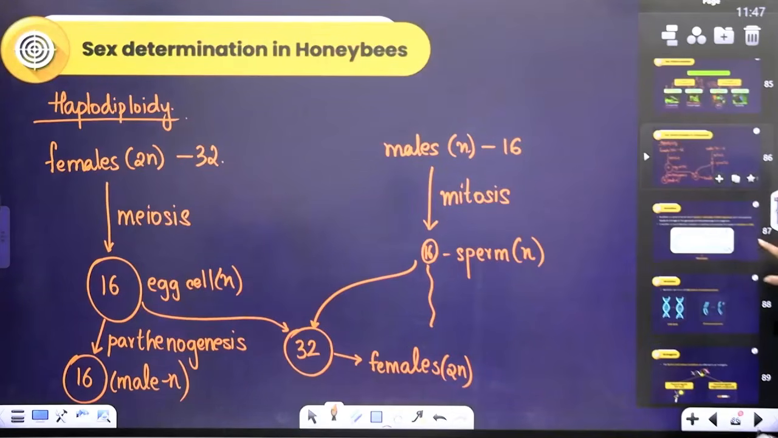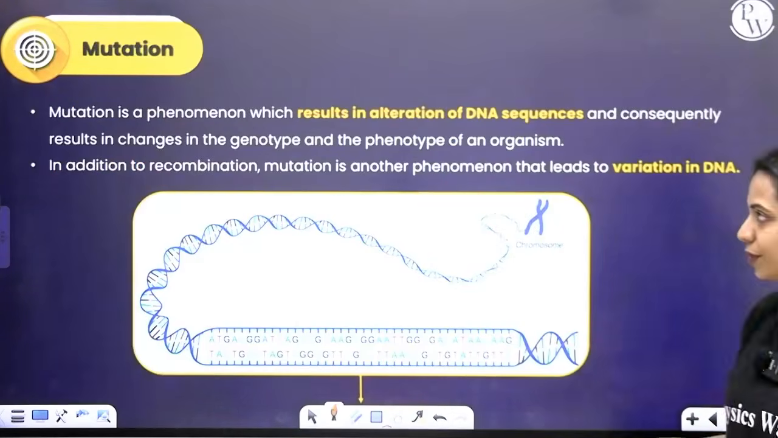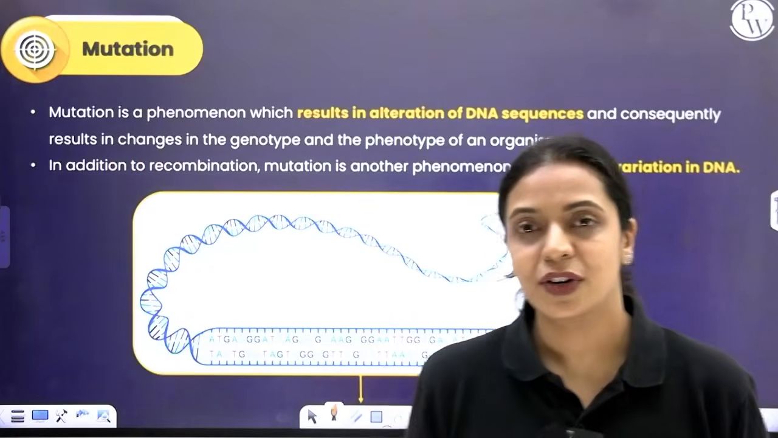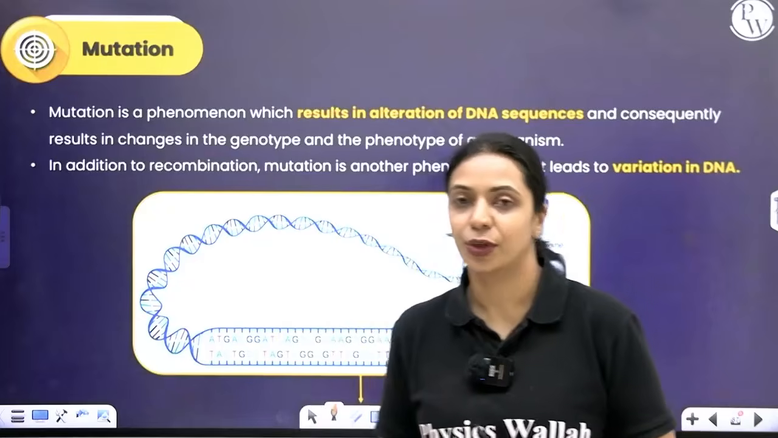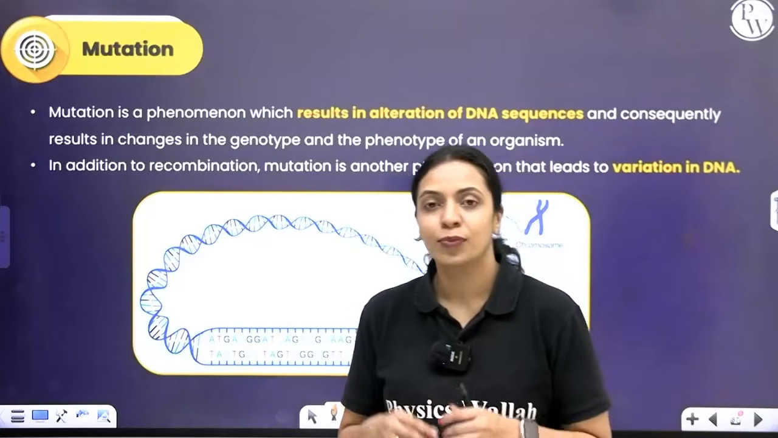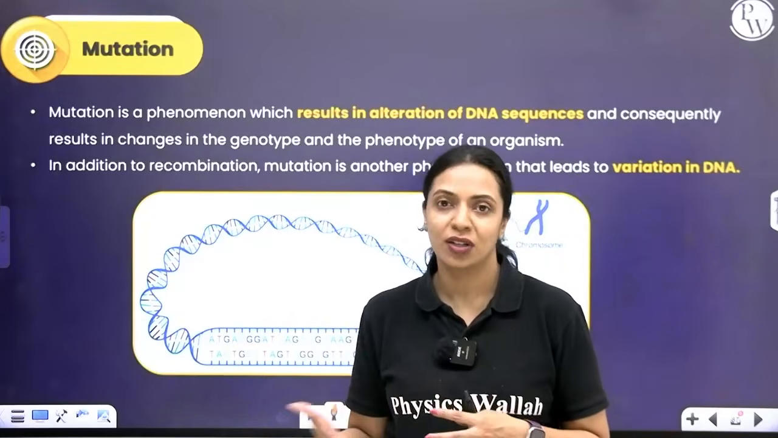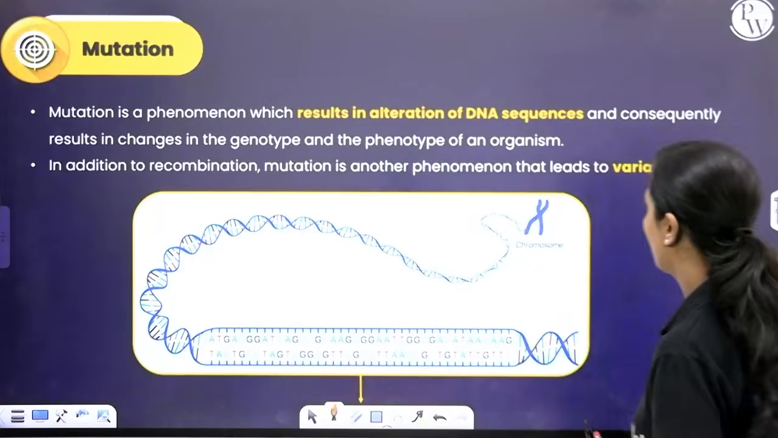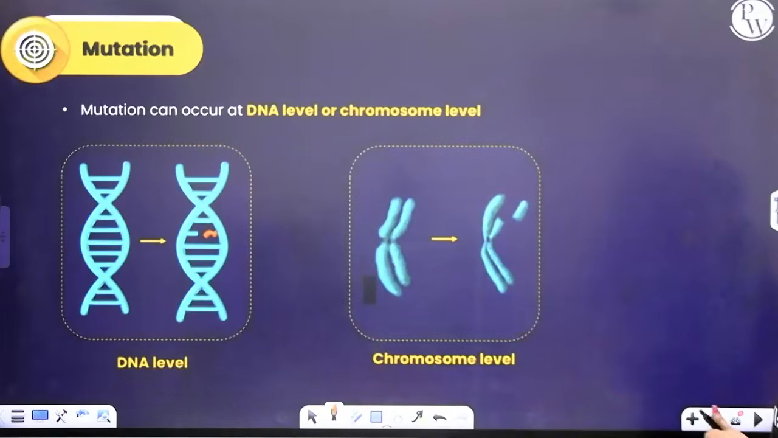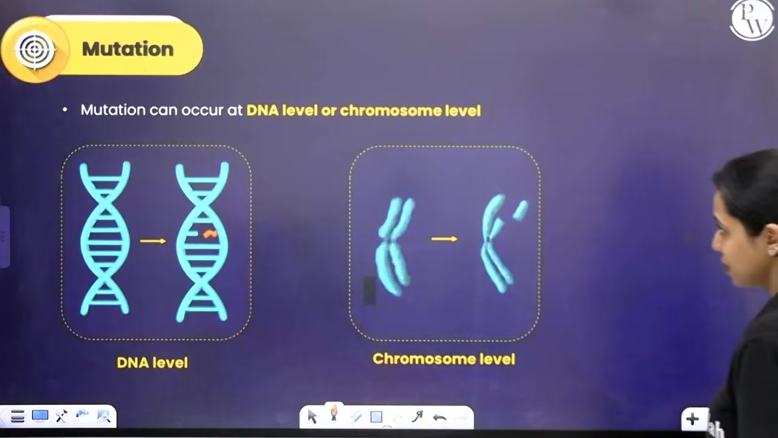Now let's talk about mutation. I've told you roughly what mutation is. Whenever there is any change in the sequence of nucleotides in DNA, we refer to it as mutation. Mutation will bring about variation in DNA. It can result in the formation of new alleles for a gene. How does this mutation happen? It can happen because of various reasons.